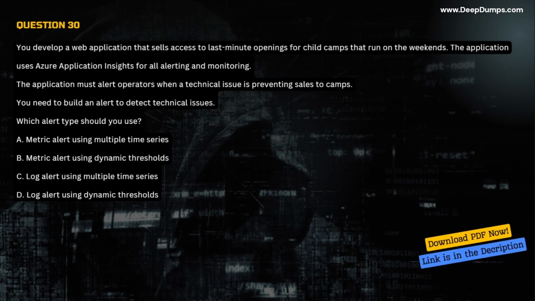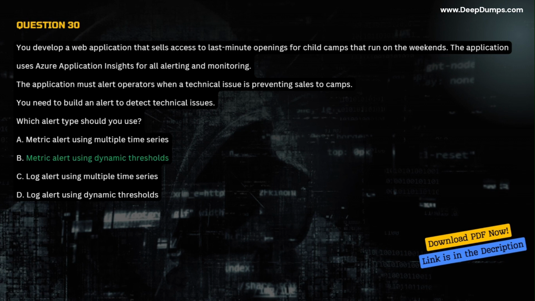Question 30. You develop a web application that sells access to last-minute openings for child camps that run on the weekends. The application uses Azure Application Insights for all alerting and monitoring. The application must alert operators when a technical issue is preventing sales to camps. You need to build an alert to detect technical issues. Which alert type should you use? A. Metric alert using multiple time series. B. Metric alert using dynamic thresholds. C. Log alert using multiple time series. D. Log alert using dynamic thresholds.